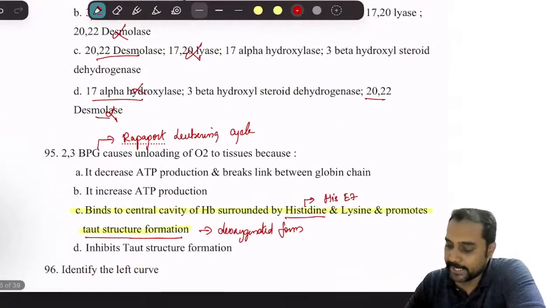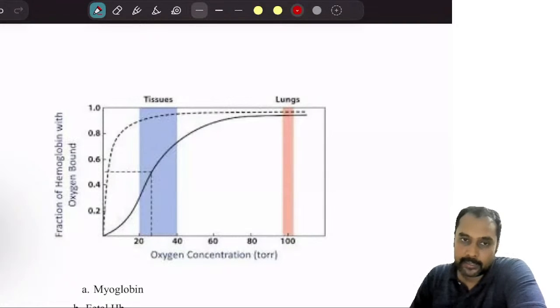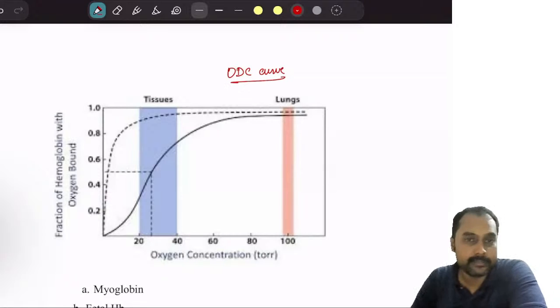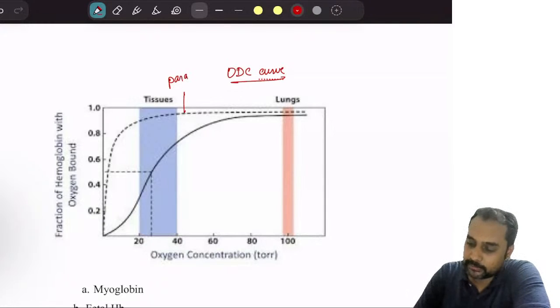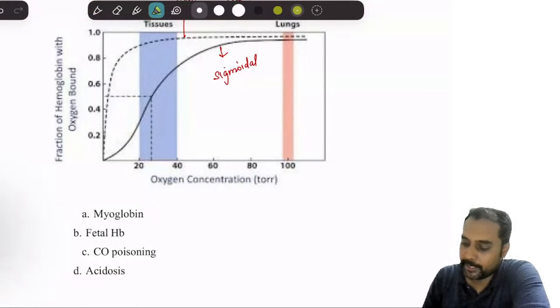Identify the left curve. So we have this curve, which is called the ODC, oxygen dissociation curve. Okay, there is one left curve, there is one right curve. The left curve is a parabola. The right curve is a sigmoidal curve. So they are asking you what is the left curve. You all know that the left curve is nothing but the myoglobin.